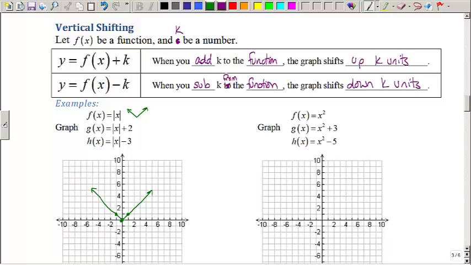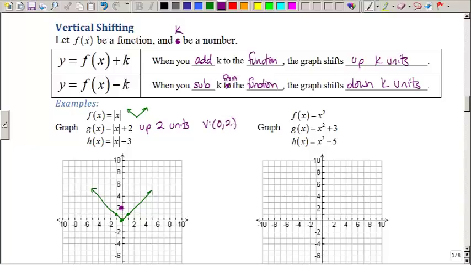Next, I'm going to do g of x, and I'm going to be doing this one in purple. I have the absolute value of x, which is the same function as the green function, but this time I'm adding 2. What does adding 2 do to our parent function? Well, from our steps above, we said if we added a value, it shifts our graph up, in this case, 2 units. If I take my vertex and I shift it up 2 units, notice that my new vertex is going to be at 0, 2.